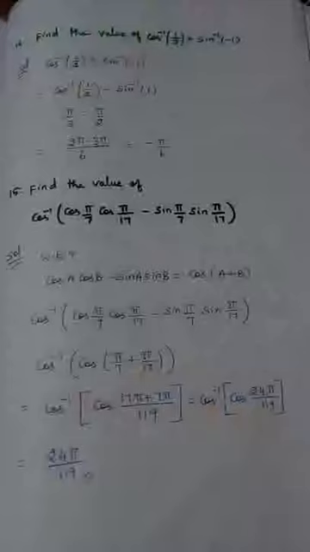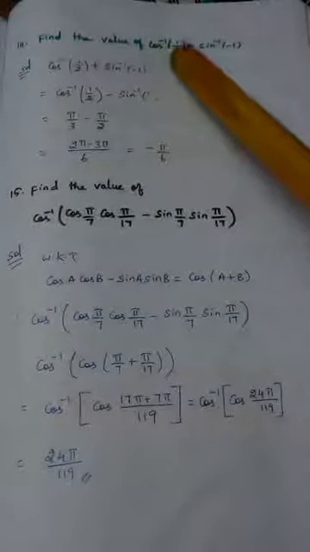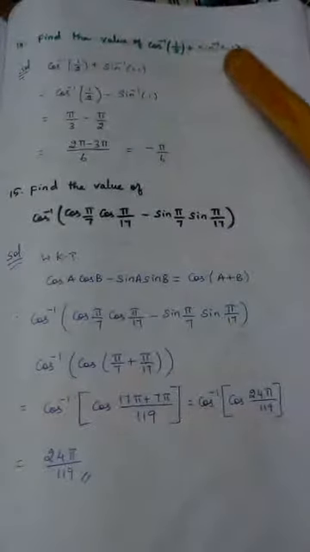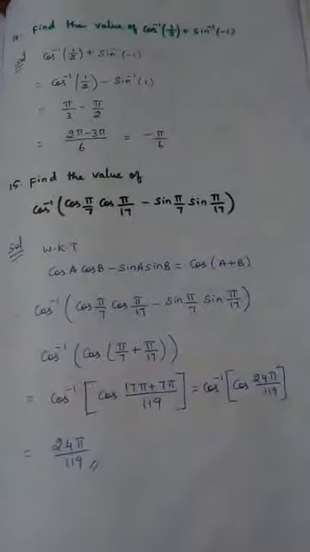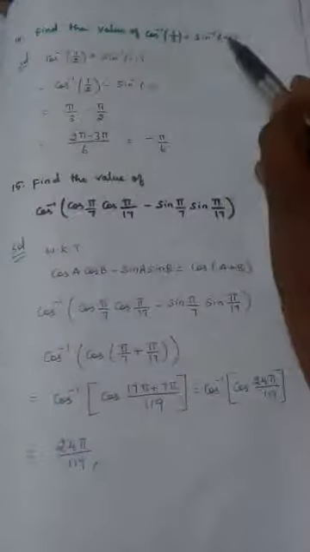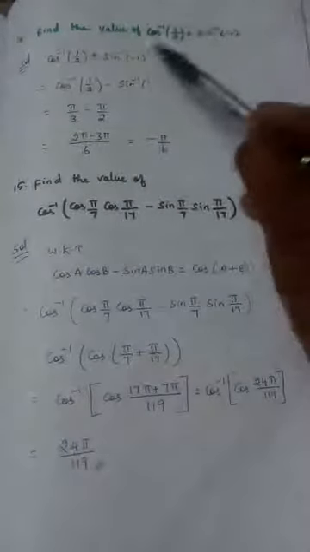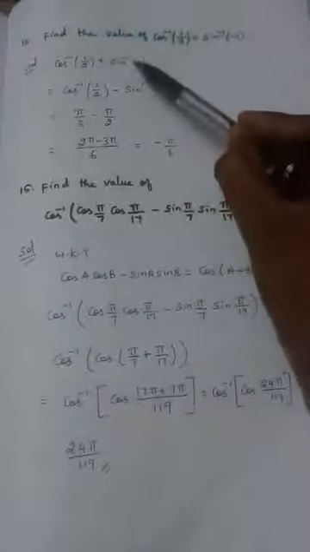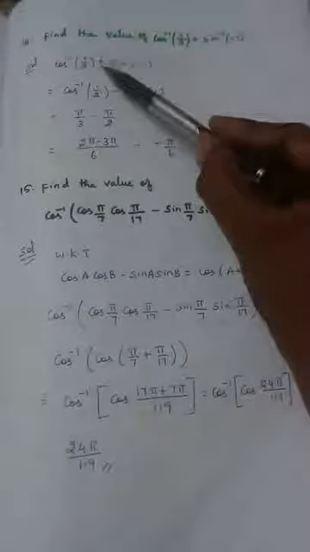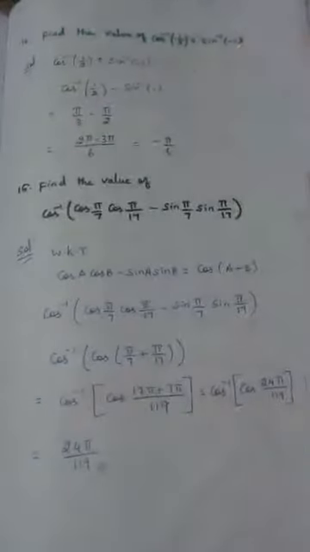Problem number 14. Find the value of cos inverse 1 by 2 plus sin inverse of minus 1. So since we need to find this value, I am writing the question once again. Cos inverse of 1 by 2 plus sin inverse of minus 1. Now for sin inverse of minus 1, this minus is taken to the front, so that this becomes minus sin inverse 1, because we know the formula.